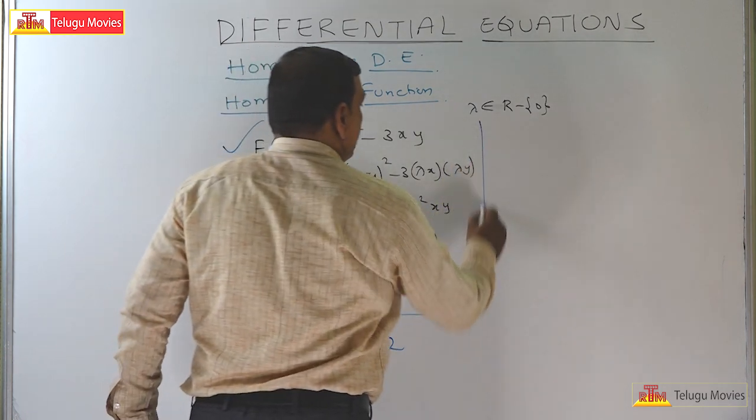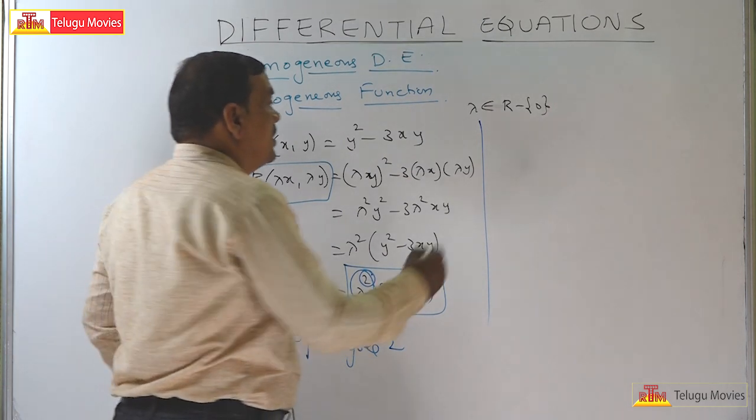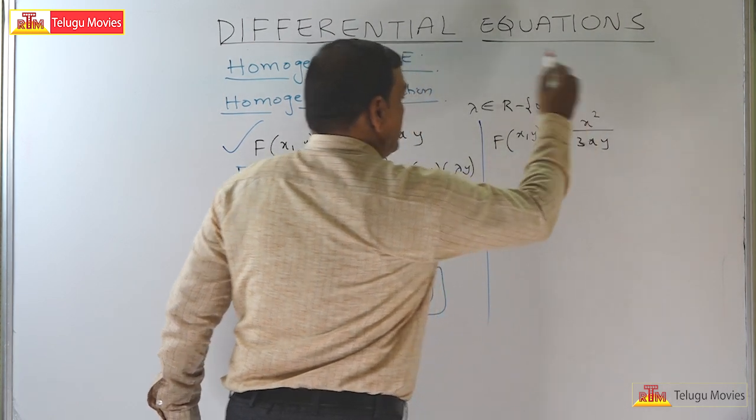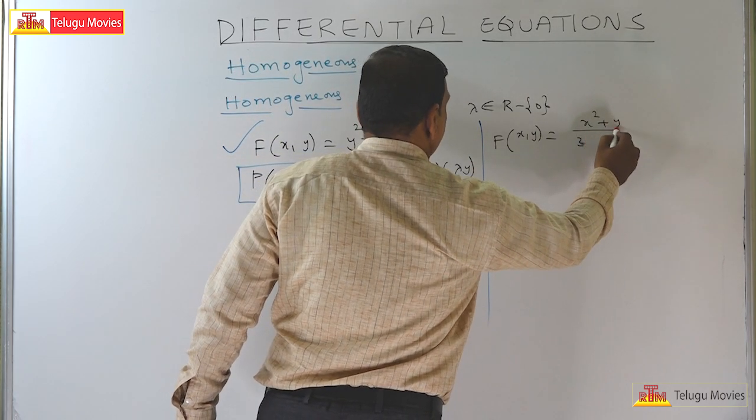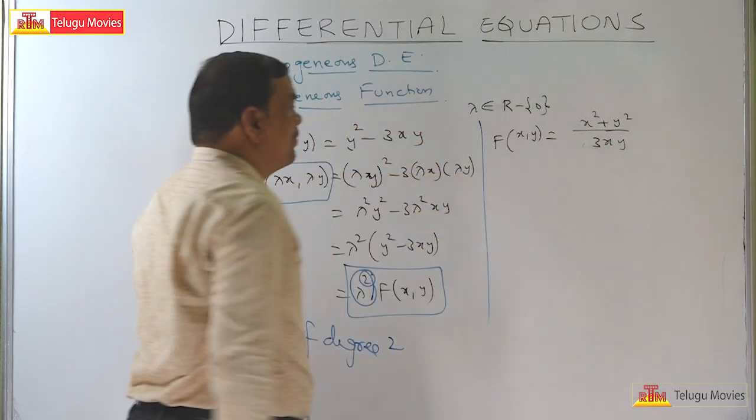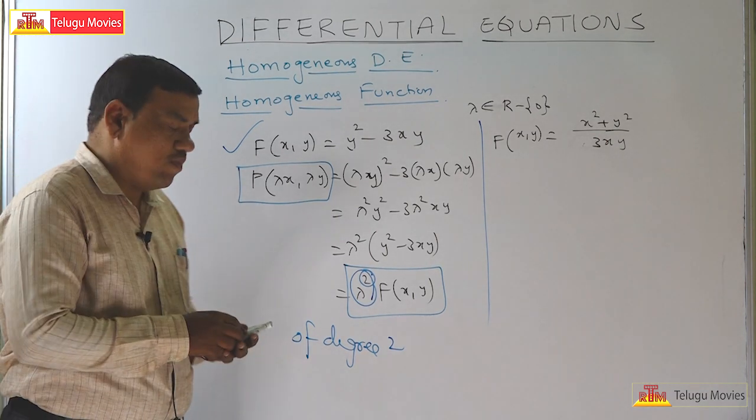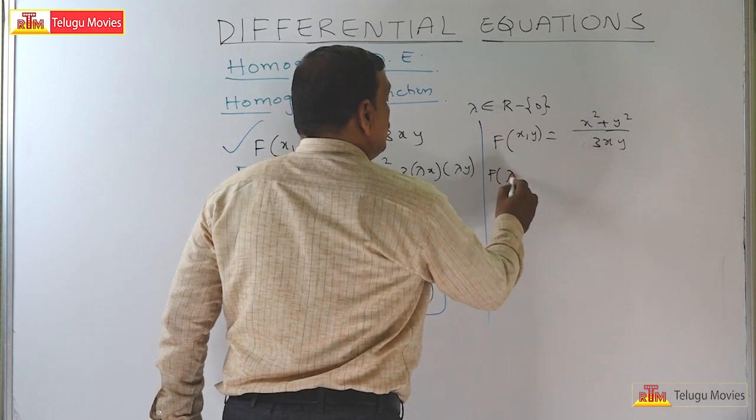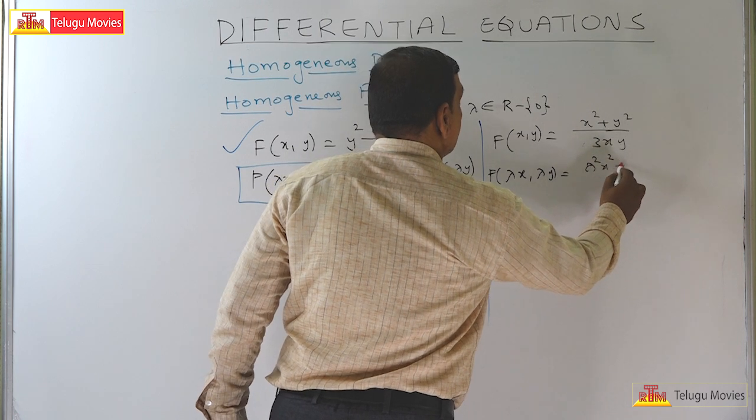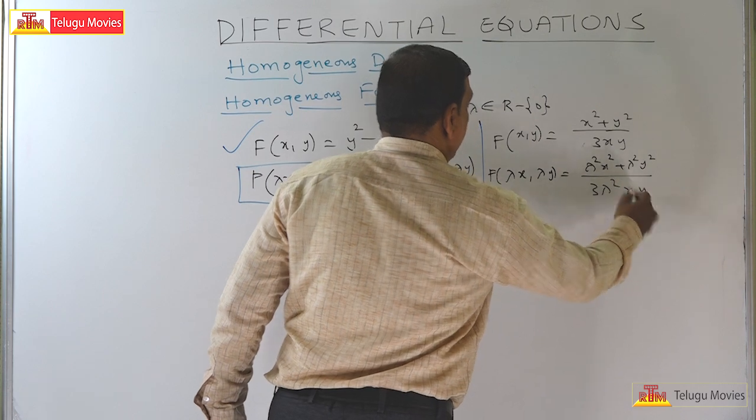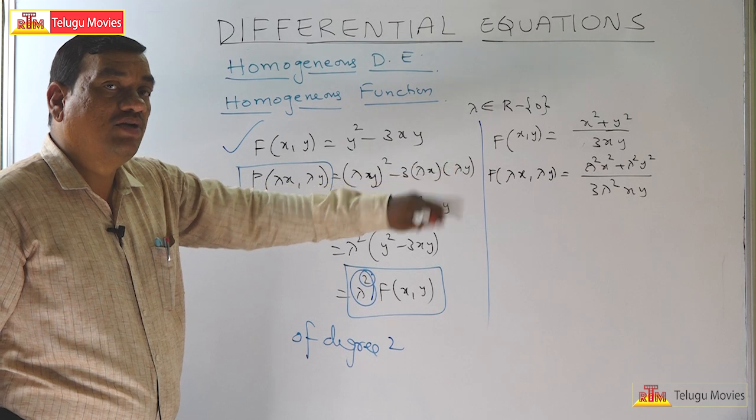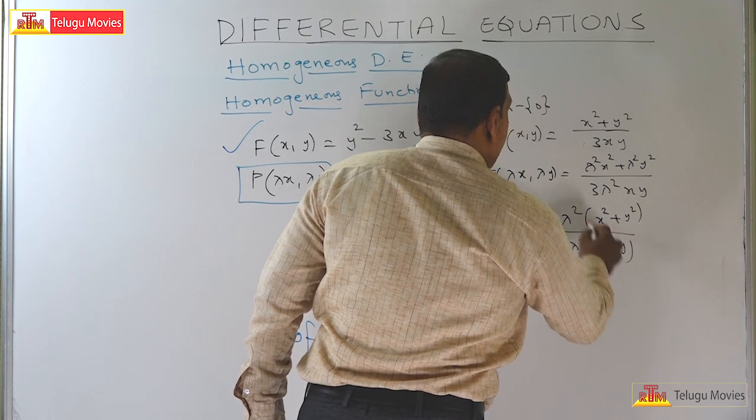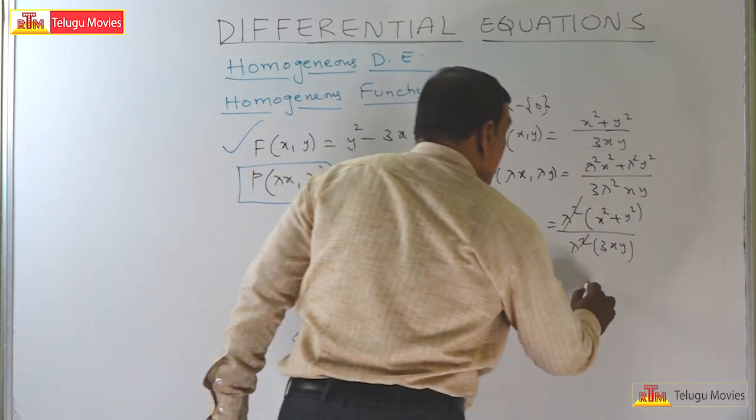Let us see one more example. Given a function of the form f of x comma y equals x square plus y square by 3xy. Let us check whether it is a homogeneous function or not. In place of x substitute lambda x, and in place of y lambda y. This is lambda square x square plus lambda square y square by 3 times lambda square xy. I can take lambda square common in the numerator and in the denominator. Lambda square gets cancelled, and you got your original f of x, y.